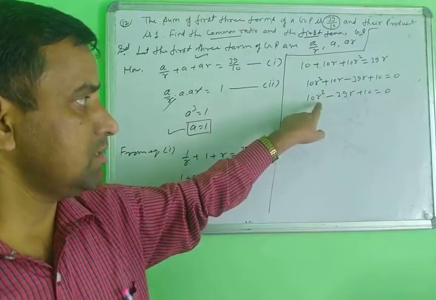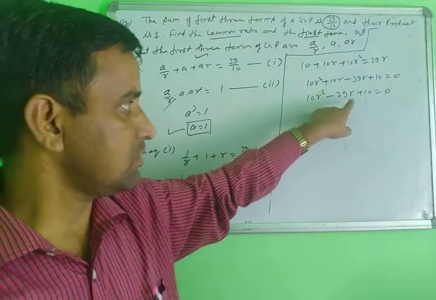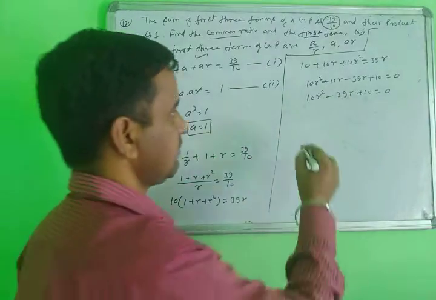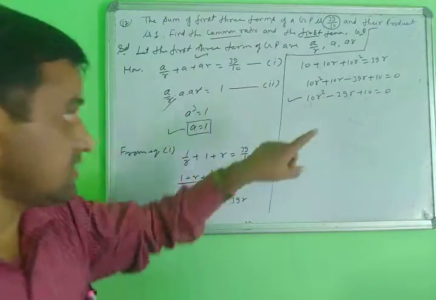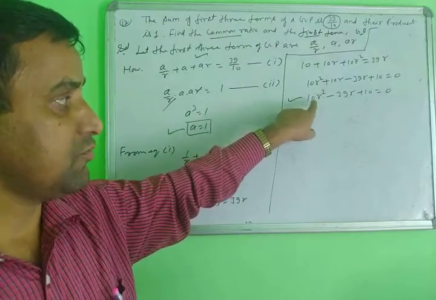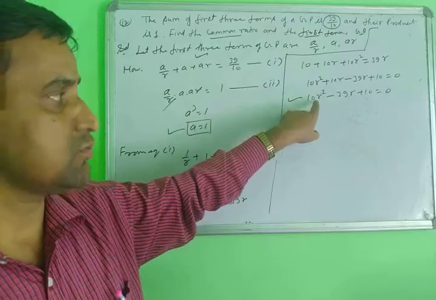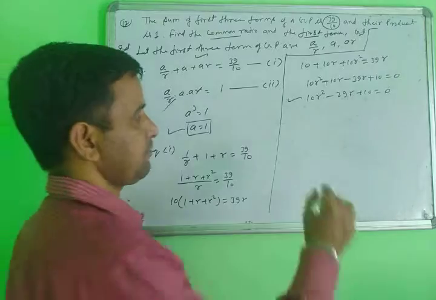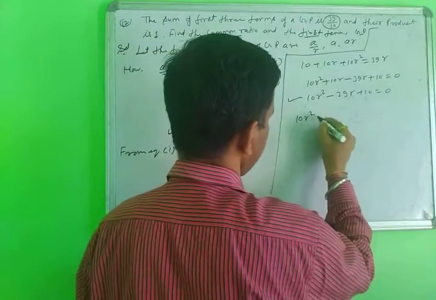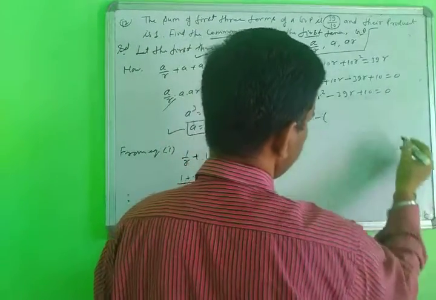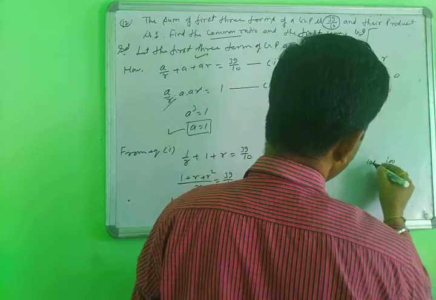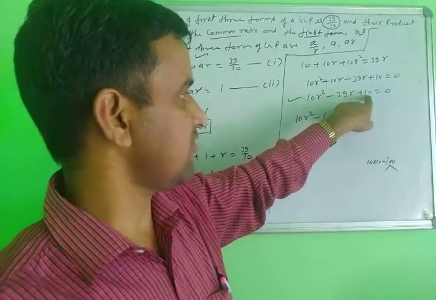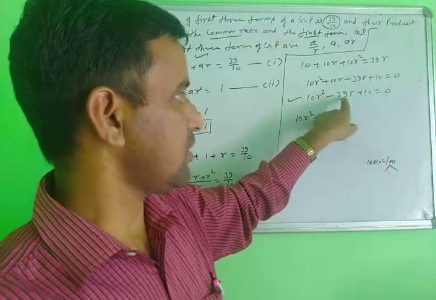You will solve this quadratic equation with the help of splitting the middle term. You will find the values in this quadratic equation by splitting the middle term. So now, 10r square minus 29r plus 10. Multiply a into c: 10 into 10, the result comes 100. Then the result should come in b.